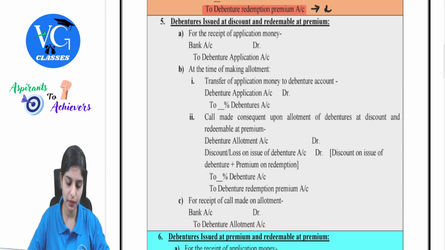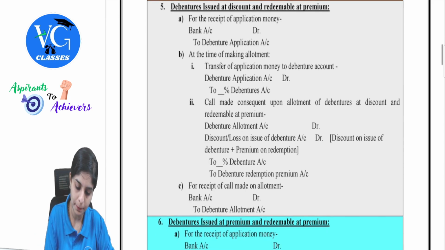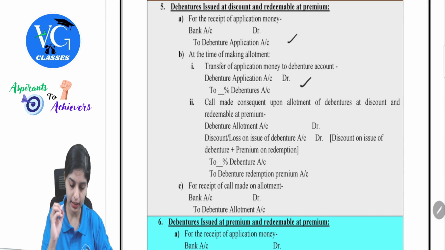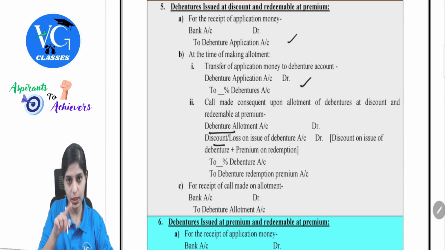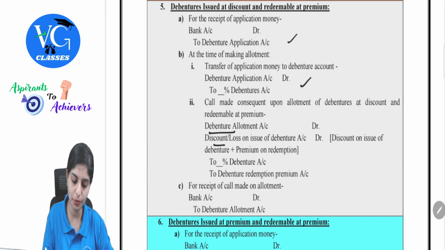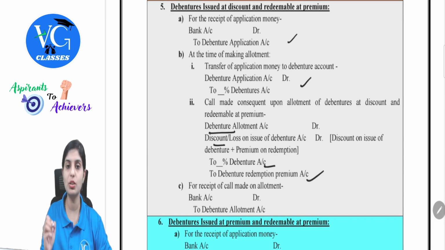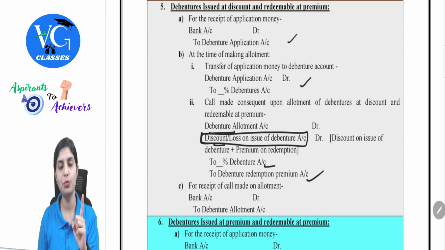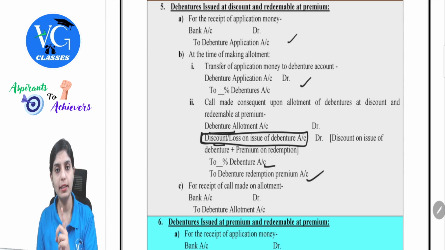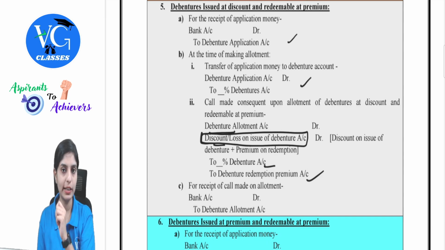Now, if you observe, this is how the entry will look. This is all the same. That's why I'm not touching on those again. See, debenture allotment account debit, discount on issue or loss on issue of debentures with respect to the premium, to debentures and to debenture redemption premium account. See here, if you observe this particular entry, there would be two extra debits. One for the issue, there is a discount, and another, there is the premium which is paid on redemption, which will be shown as loss on issue of debentures.